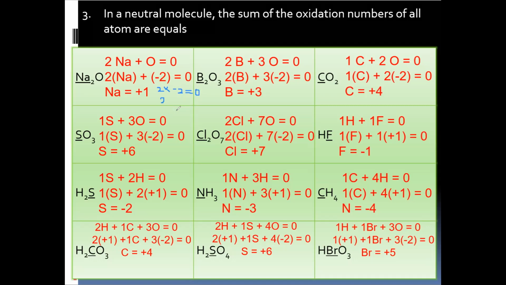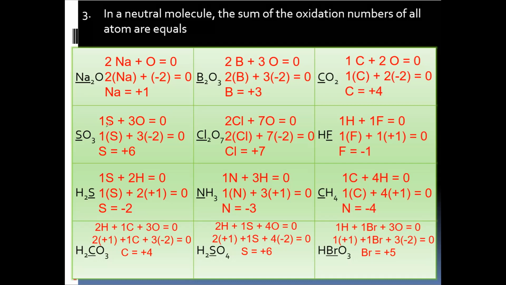Okay, having said that, let's see another one. Let me pick SO3. SO3 now, we have 1 sulfur plus 3 oxygen will be equal to 0 because it's a neutral atom. How do I know it's neutral? There is no charge. If I saw SO3 2 minus now, it's a different case. It means it is carrying a charge. But when I see just SO3, it means it is carrying no charge. And whenever it's carrying no charge, the sum of the oxidation numbers will be equal to 0.